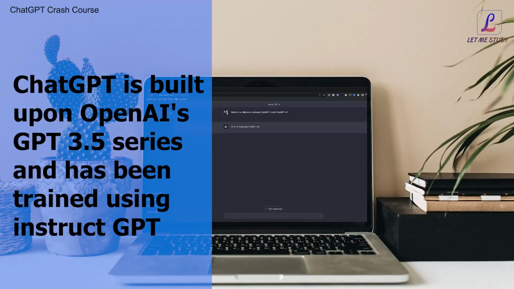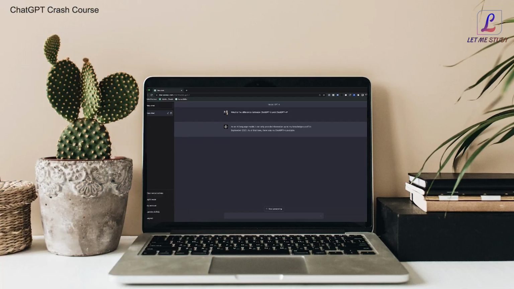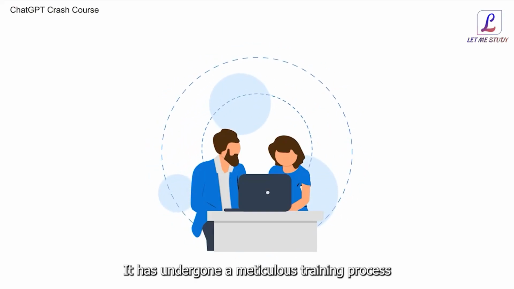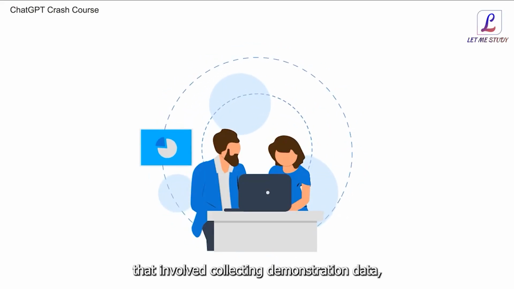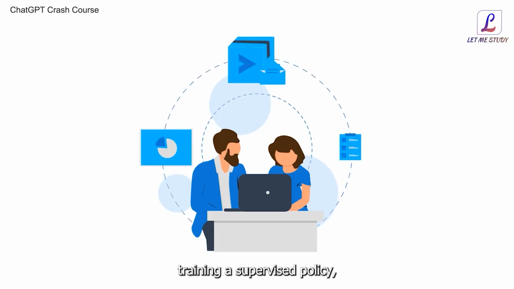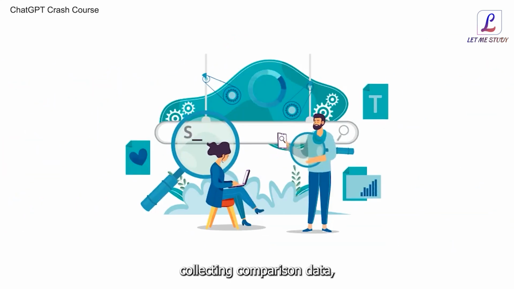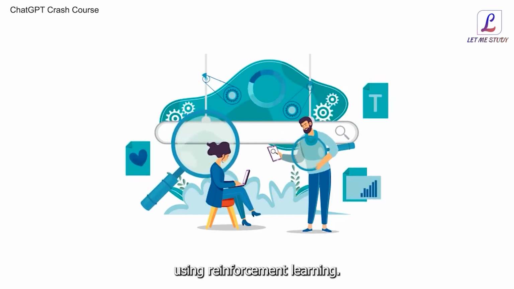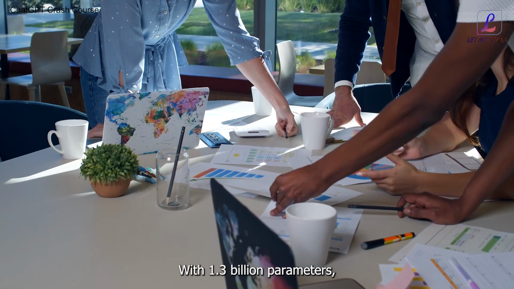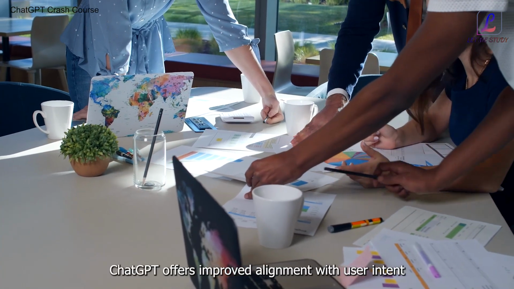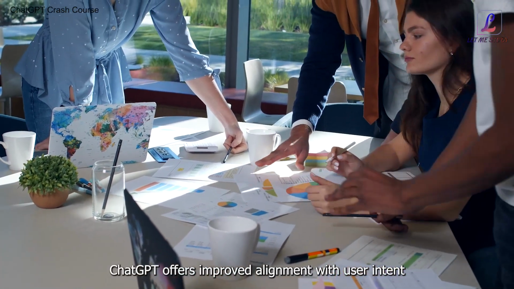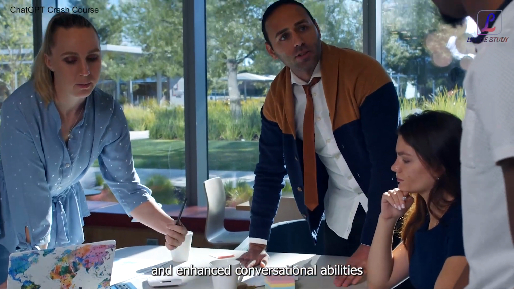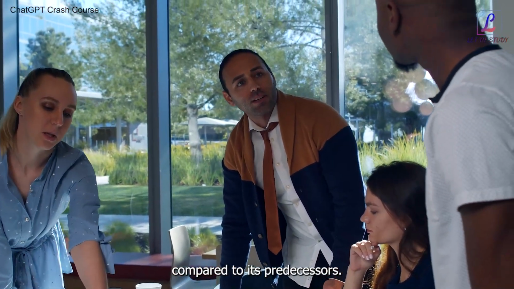ChatGPT is built upon OpenAI's GPT 3.5 series and has been trained using Instruct GPT. It has undergone a meticulous training process that involved collecting demonstration data, training a supervised policy, collecting comparison data, and training a reward model using reinforcement learning. With 1.3 billion parameters, ChatGPT offers improved alignment with user intent and enhanced conversational abilities compared to its predecessors.